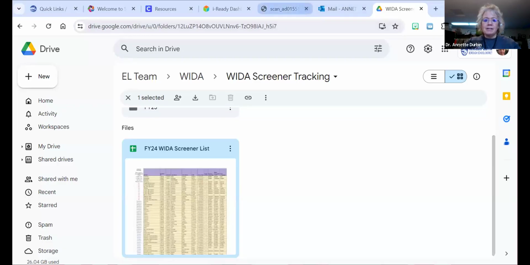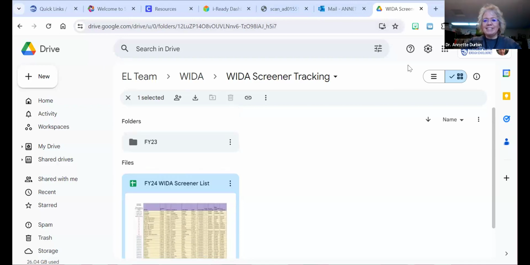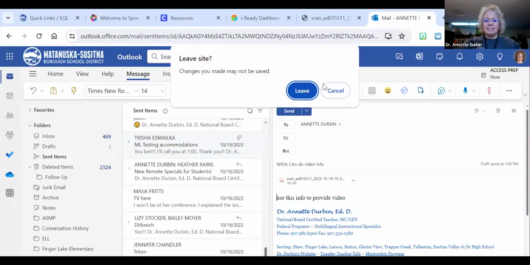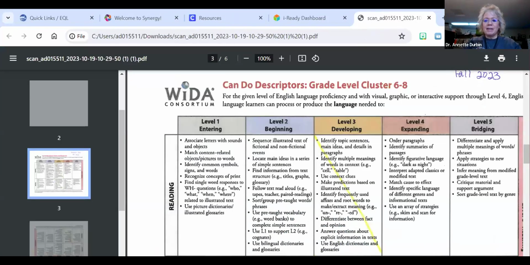Okay, so let me share my screen with you. And we're going to share, I think it's the screen. All right, and let me X out. Okay, so hold on here. I don't need that screen either. I don't need that screen. Leave.